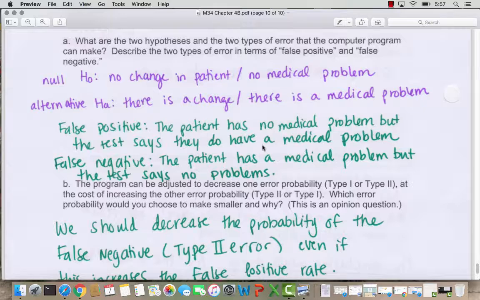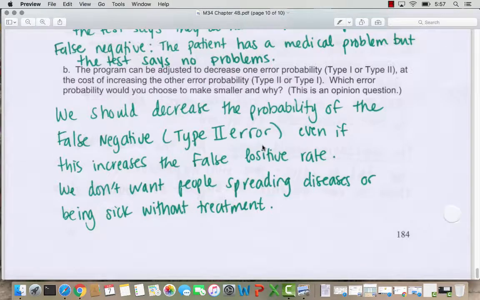So if you could adjust the program to decrease one of these probabilities, what do you think should be made smaller? Which error? This is an opinion question, but my opinion is that we should decrease the probability of the false negative, that's the type 2 error, even if this increases the false positive rate. My reasoning is that we don't want people spreading diseases or being sick without treatment.